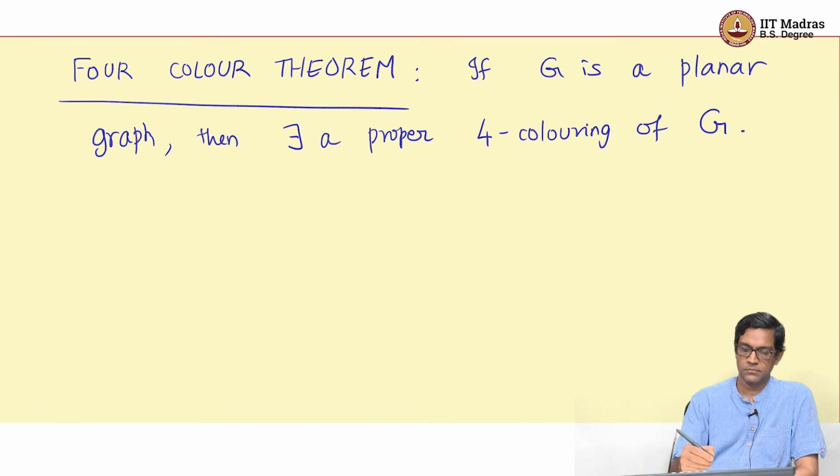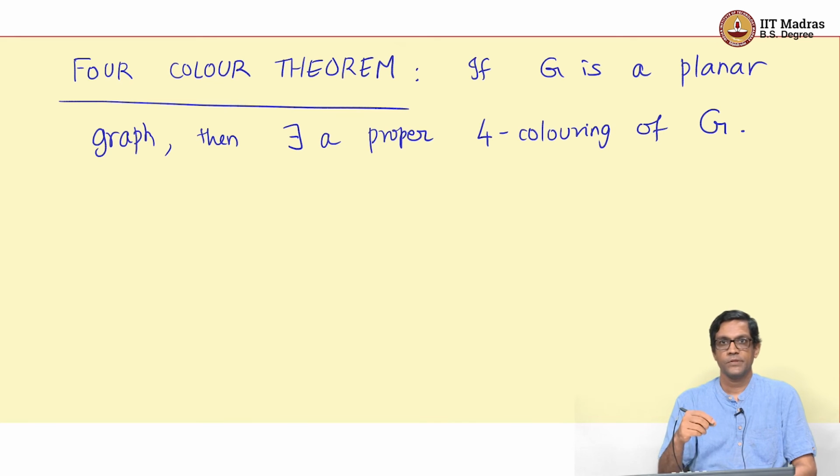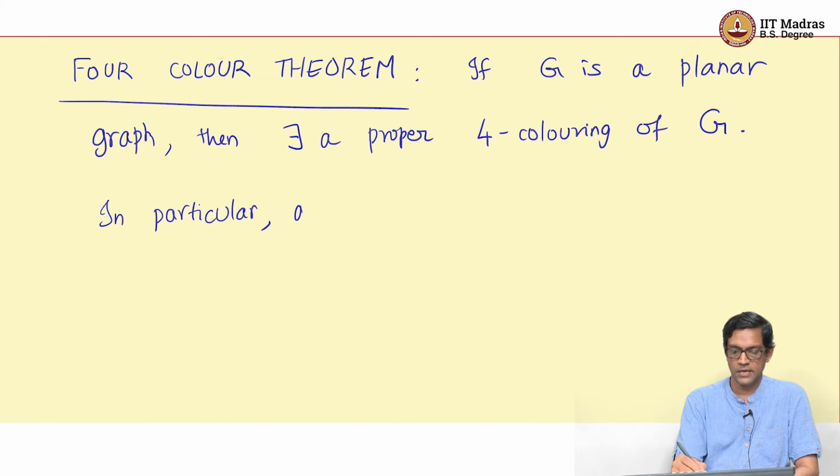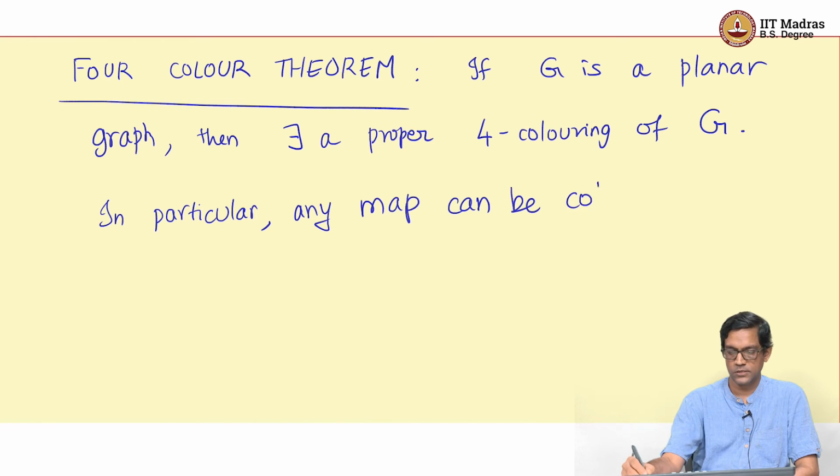So, in particular, it says that if you are drawing a map and coloring it, you can just use 4 colors to color the various states. So, in particular, this may be a corollary if you wish: any map on the plane can be colored just using 4 colors.